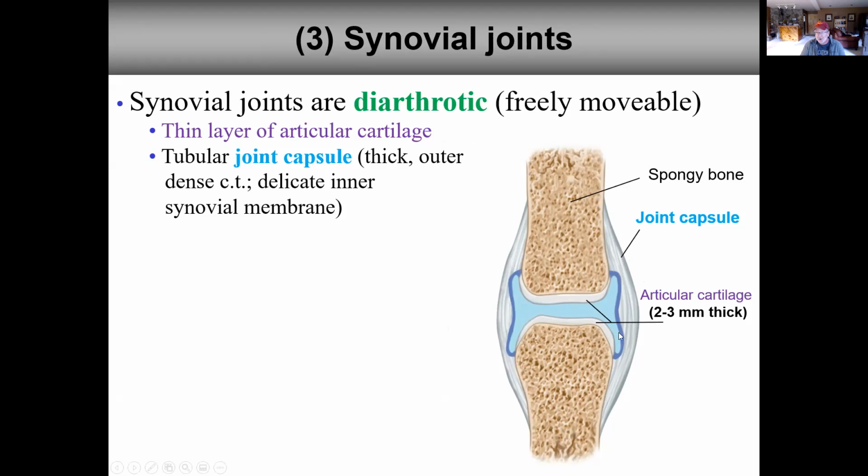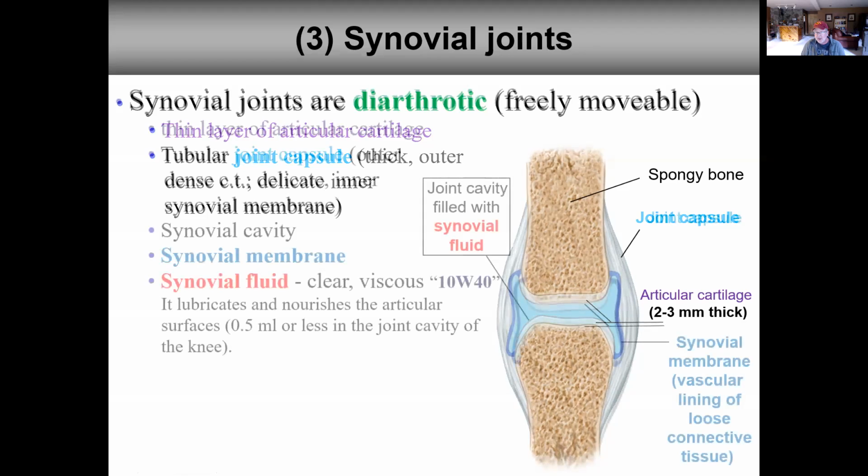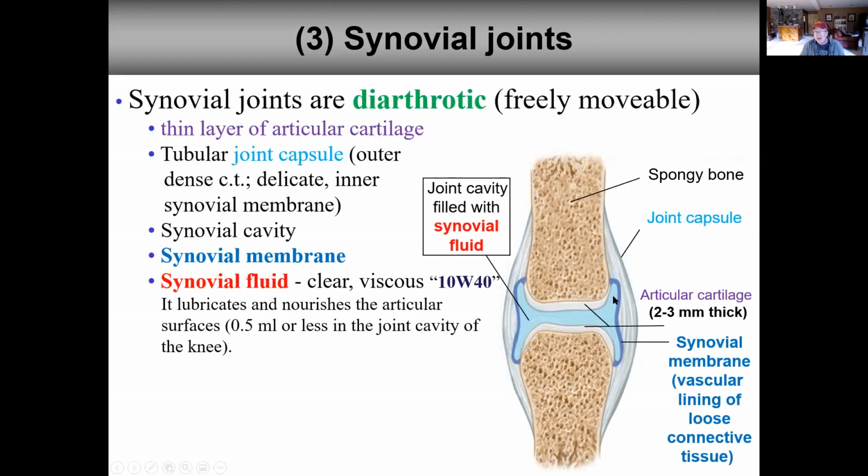On the very inner surface of the joint capsule is something called the synovial membrane, and that's where the term synovial joint comes from. This very, very thin membrane lines the innermost surface of the joint capsule. So what I'm showing you here as a dark blue region would be synovial membrane. And inside would be a synovial cavity or joint cavity filled with synovial fluid.